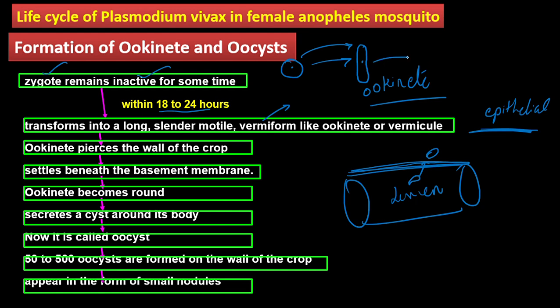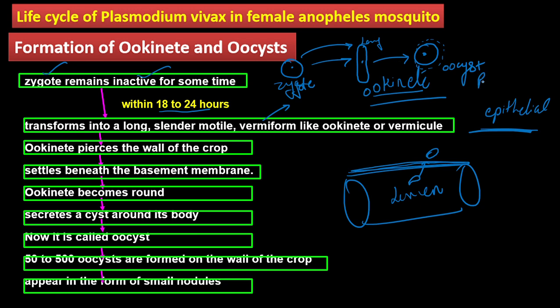Now this ookinete is going to become round in structure. Again round structure बन जाएगा and it is going to secrete a cyst around itself. Now we call it as oocyst. कुछ भी नहीं है class. Zygote था which was round in shape. This round shape got converted into a long cylinder-like structure. We call it as ookinete. This ookinete is going to pierce the wall and enter beneath the basement membrane.